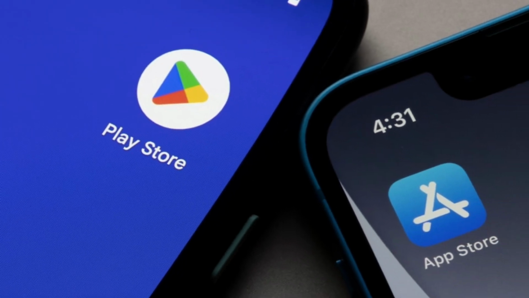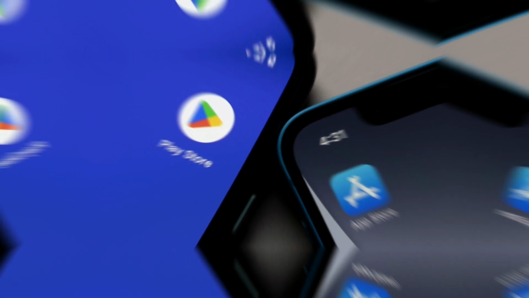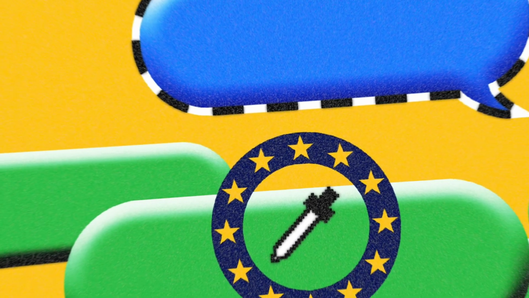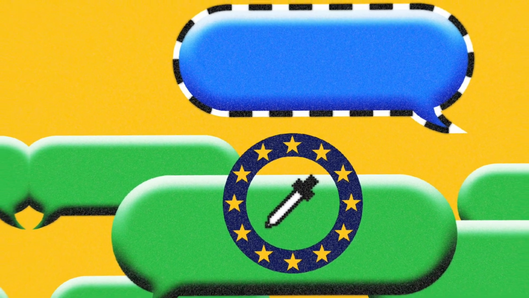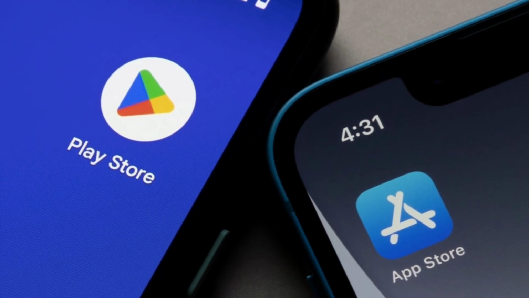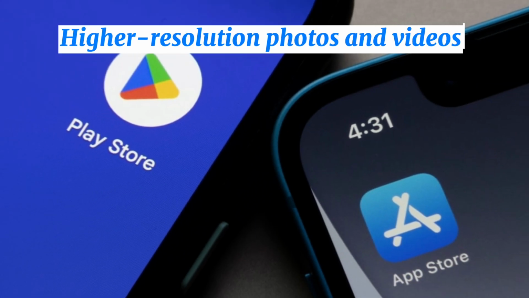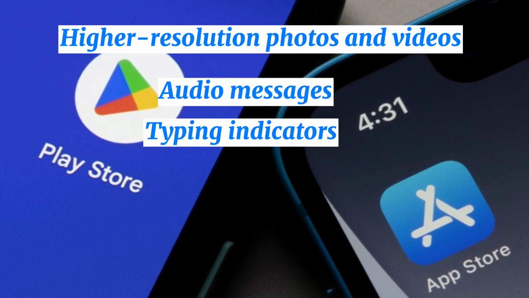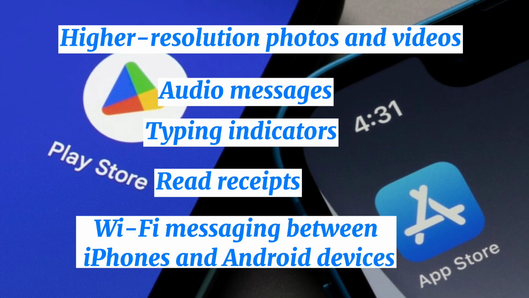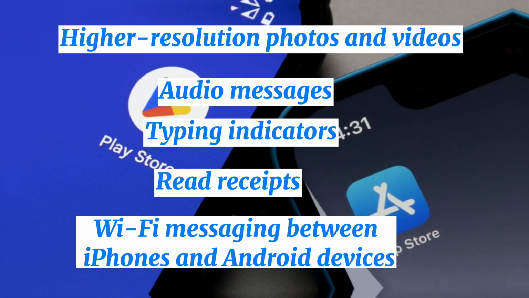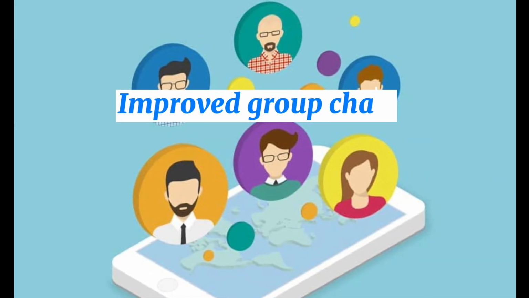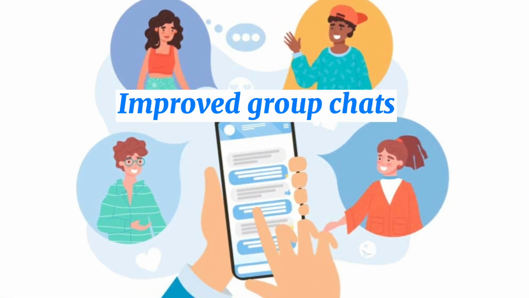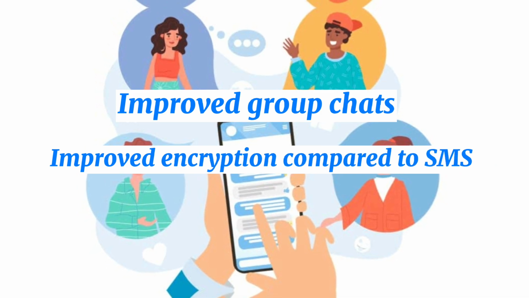RCS support. In November, Apple announced that it will support the cross-platform messaging standard RCS in the Messages app on the iPhone starting later next year, so it will likely be an iOS 18 feature based on that timeframe. RCS support should result in the following improvements to the default messaging experience between iPhones and Android devices: higher resolution photos and videos, audio messages, typing indicators, read receipts, Wi-Fi messaging between iPhones and Android devices, improved group chats, including the ability for iPhone users to leave a conversation that includes Android users, improved encryption compared to SMS.